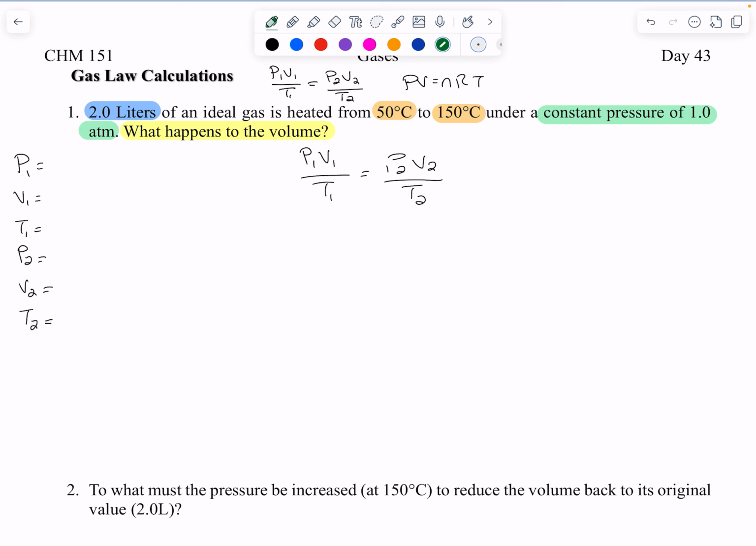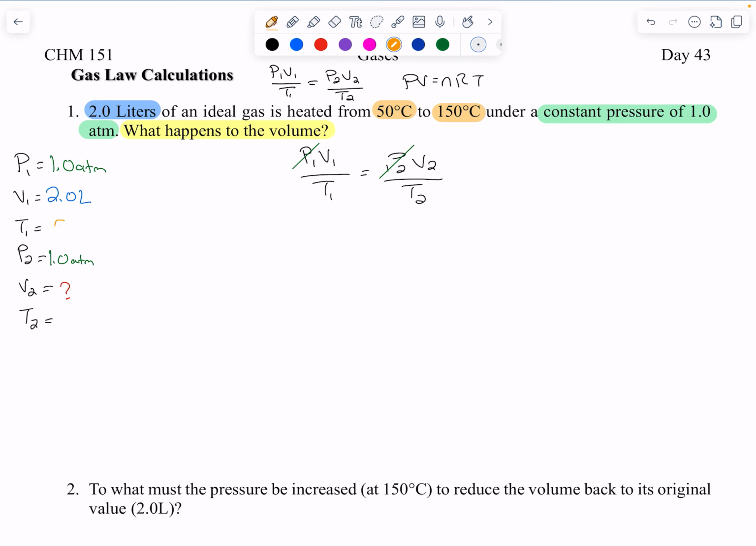So now we know constant pressure, 1.0 atmospheres. So if P1 equals P2, I can just cancel it from my equation. How nice is that? V1 is 2 liters. We don't know V2, that's the question mark. And T goes from 50 degrees Celsius to 150 degrees Celsius. All right, let's just dive in. So we're going to have V1 over T1 equals V2 over T2.